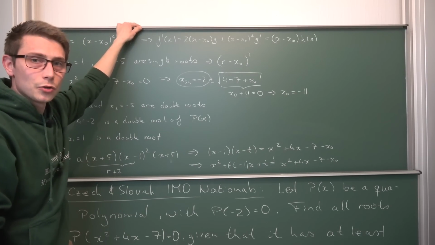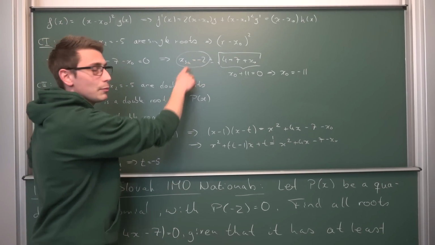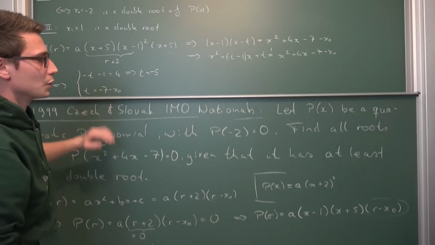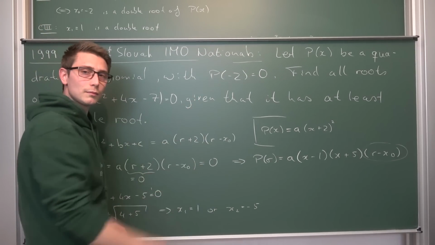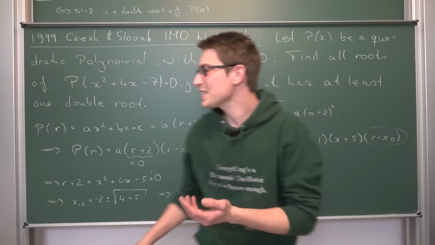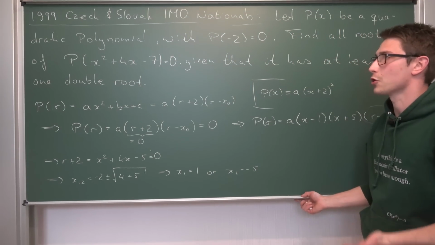What I find really curious is that the negative 2, the double roots here, are exactly the same as the roots of our original polynomial of degree 2. And this was a lot of casework, but I think this is the beauty of this problem. I really enjoyed this one.